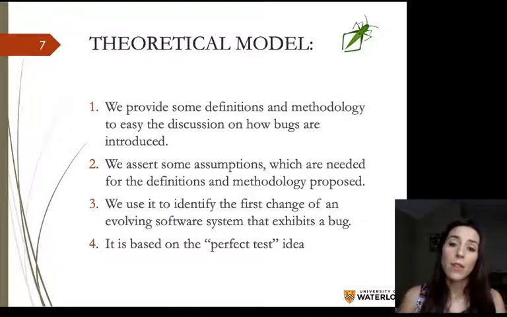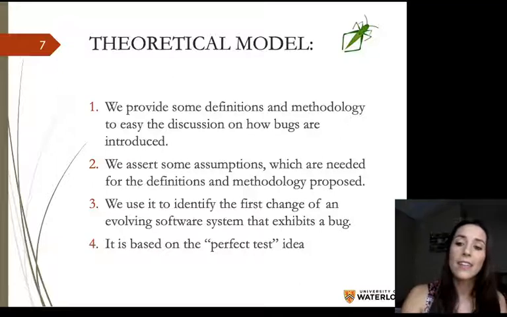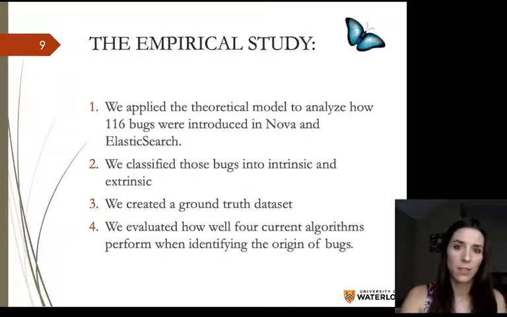So our theoretical model asserts some assumptions which are needed for the definitions and methodology proposed. But these assumptions are very close to what practical real systems show. For example, we assume that projects have a version control system. Another key concept we introduce is the perfect test for a bug. Intuitively, it's like a regression test designed to test for a bug, but it's perfect in the sense that if applied to a change on the source code, it will fail if and only if the bug is present.